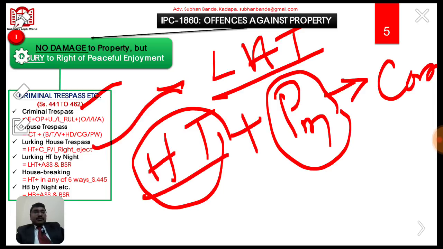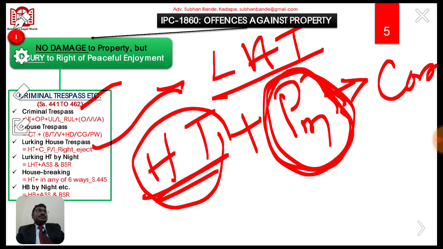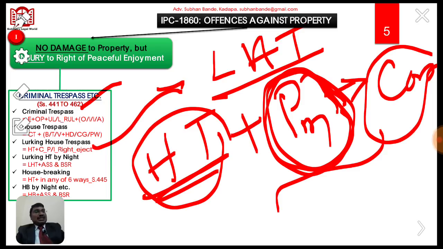Here in lurking house trespass, there should be a house trespass plus the accused person who enters into the property of another person should take some precautionary measures. He should take some care to conceal his identity or to conceal his presence in such house, tent or vessel. He is said to be the lurking house trespasser.